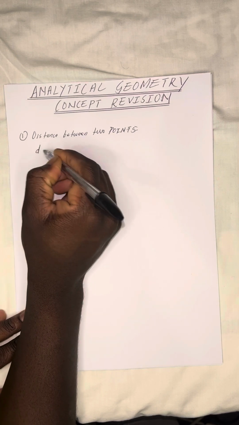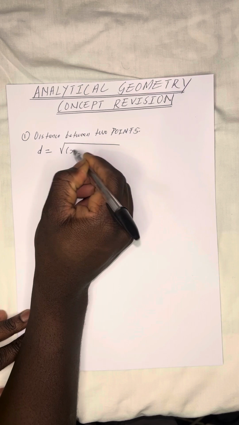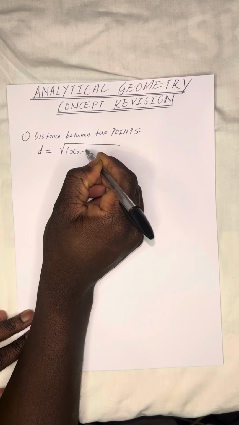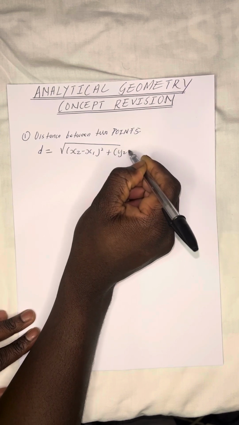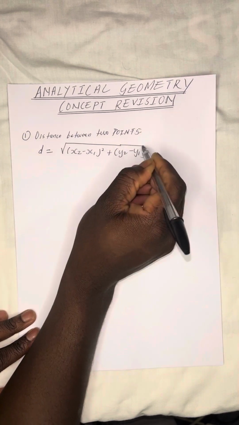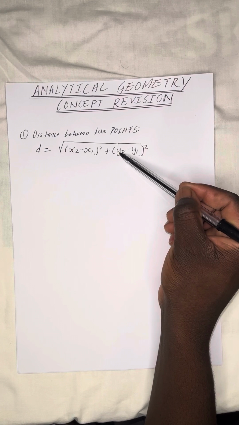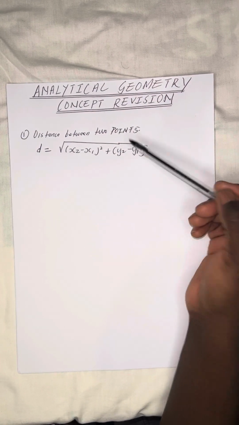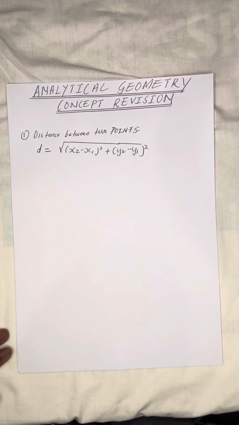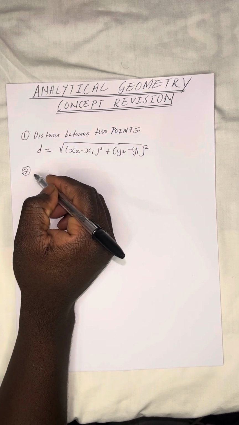So you know that the distance will be equal to the root of (x2 minus x1) squared plus (y2 minus y1) squared in this particular order. This will mean that if you're going to start with x2, therefore you should also start with y2. If you're going to start with x1, that means also here you should start with y1, but it should be in this order.